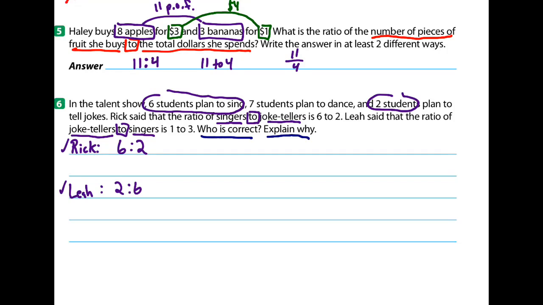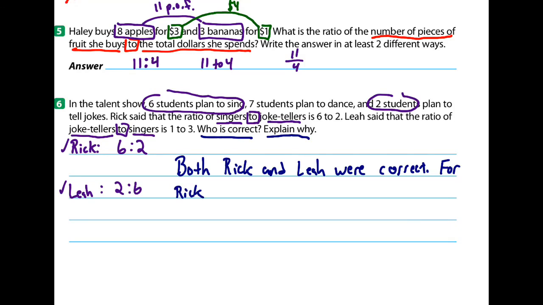So I'm going to say both Rick and Leah were correct. So for Rick, his was kind of the easy one. So for Rick, remember, he said there were singers to joke tellers of 6 to 2. There were 6 singers to 2 jokers.